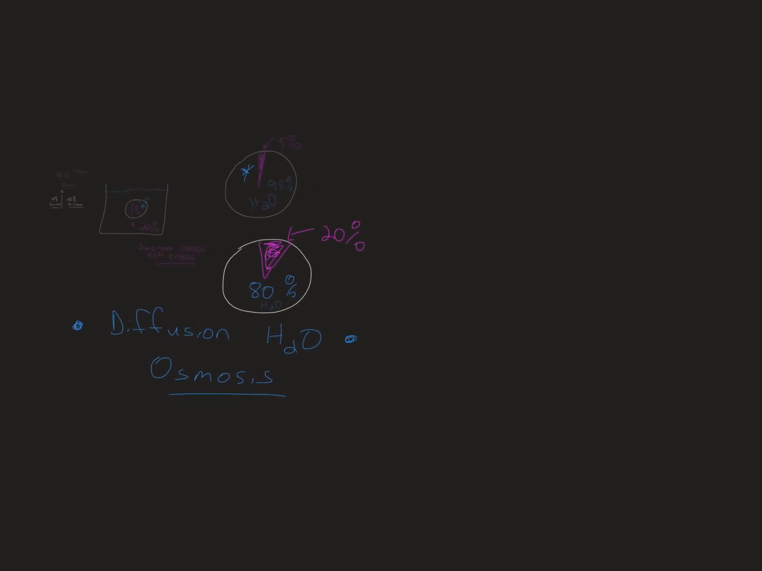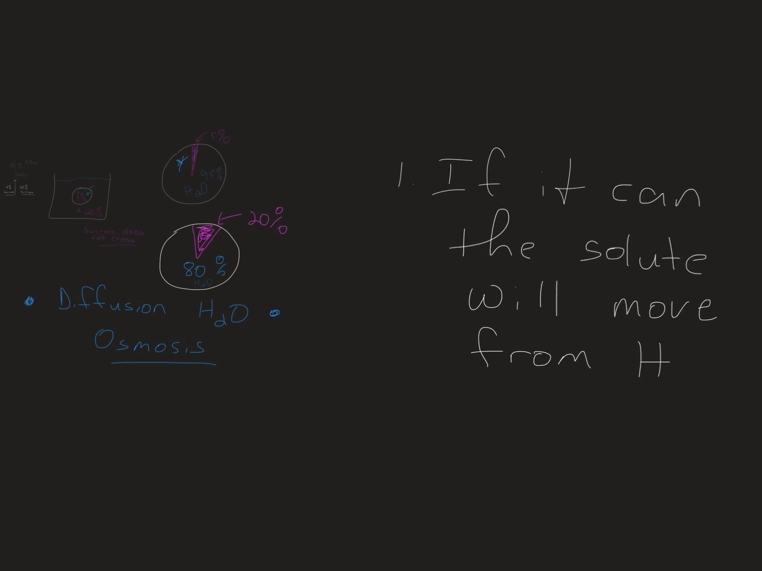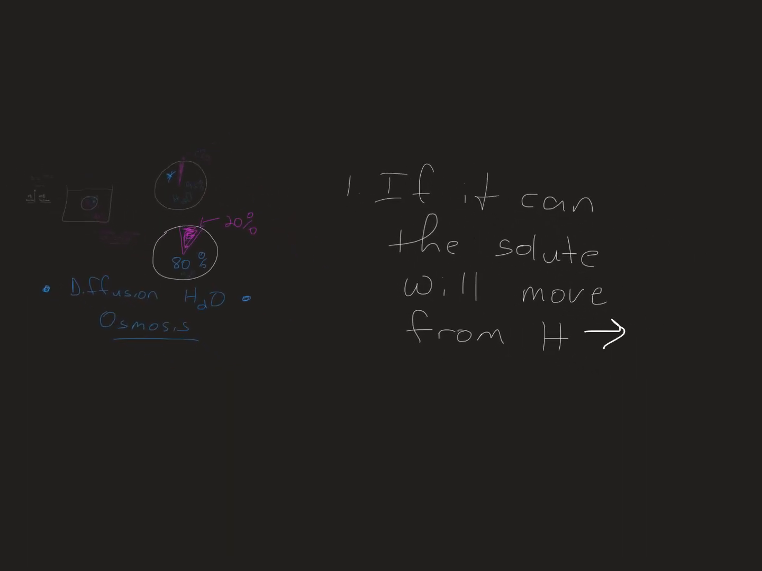So the first thing is, rule number 1: if it can move, the solute will move from high to low. That's it. If it can, the high-low concentration.